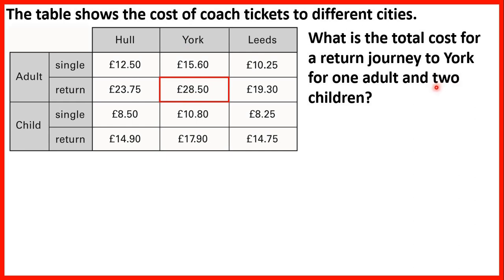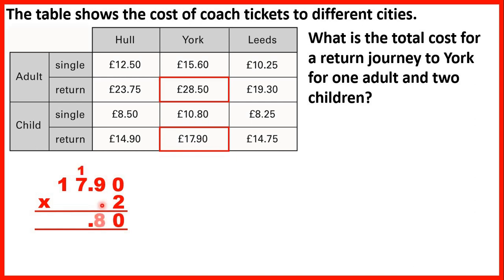We also need the cost of a return journey for 2 children. So if we look at a child return and again go across so that we're under York, we have £17.90. But that's the cost of a return journey for one child, and we have 2 children. So we need to multiply £17.90 by 2, or add £17.90 plus £17.90. We can do that using column multiplication, and that gives us a cost of £35.80. So that's the cost of a return for 2 children.